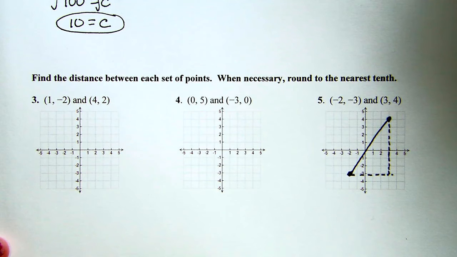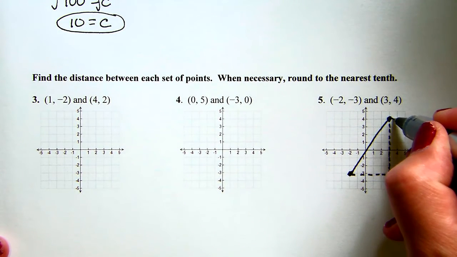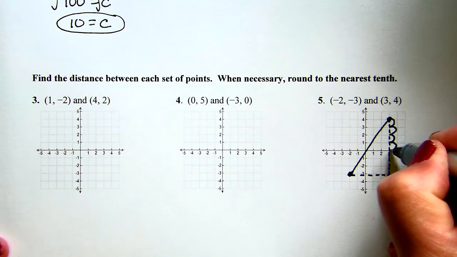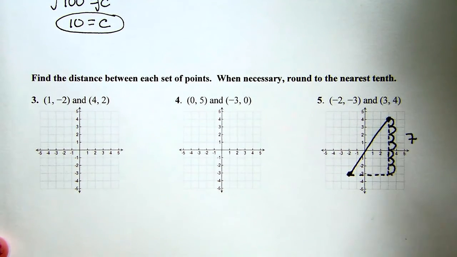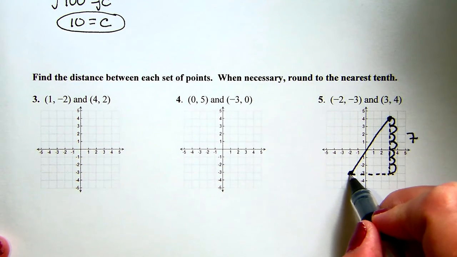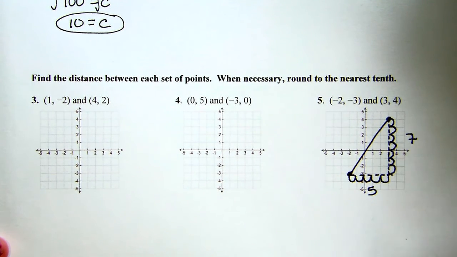Vertically, I go down 1, 2, 3, 4, 5, 6, 7 times. And horizontally, we go 1, 2, 3, 4, 5. We go over 5 times. Our diagonal is our C. The diagonal will always be C in this case.